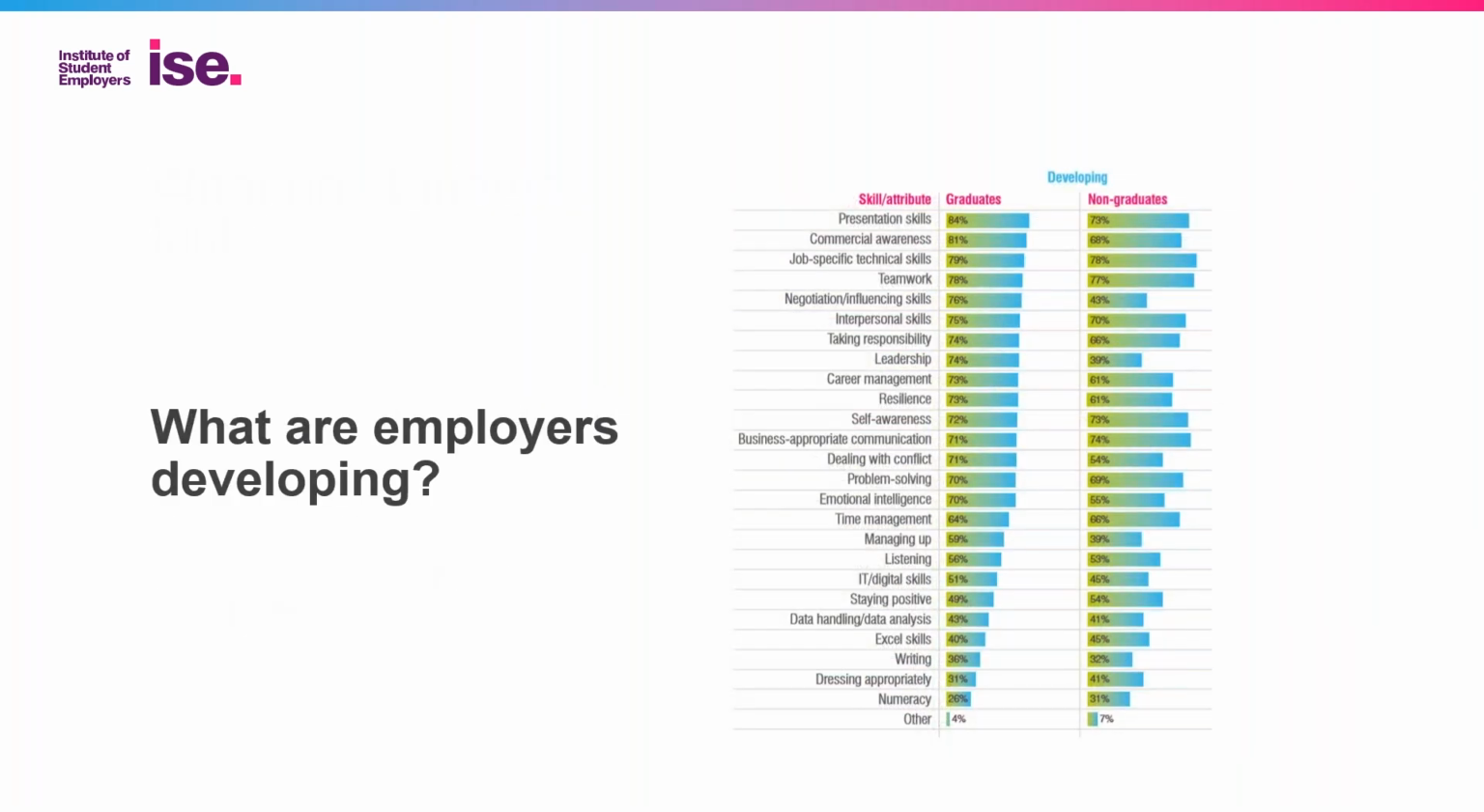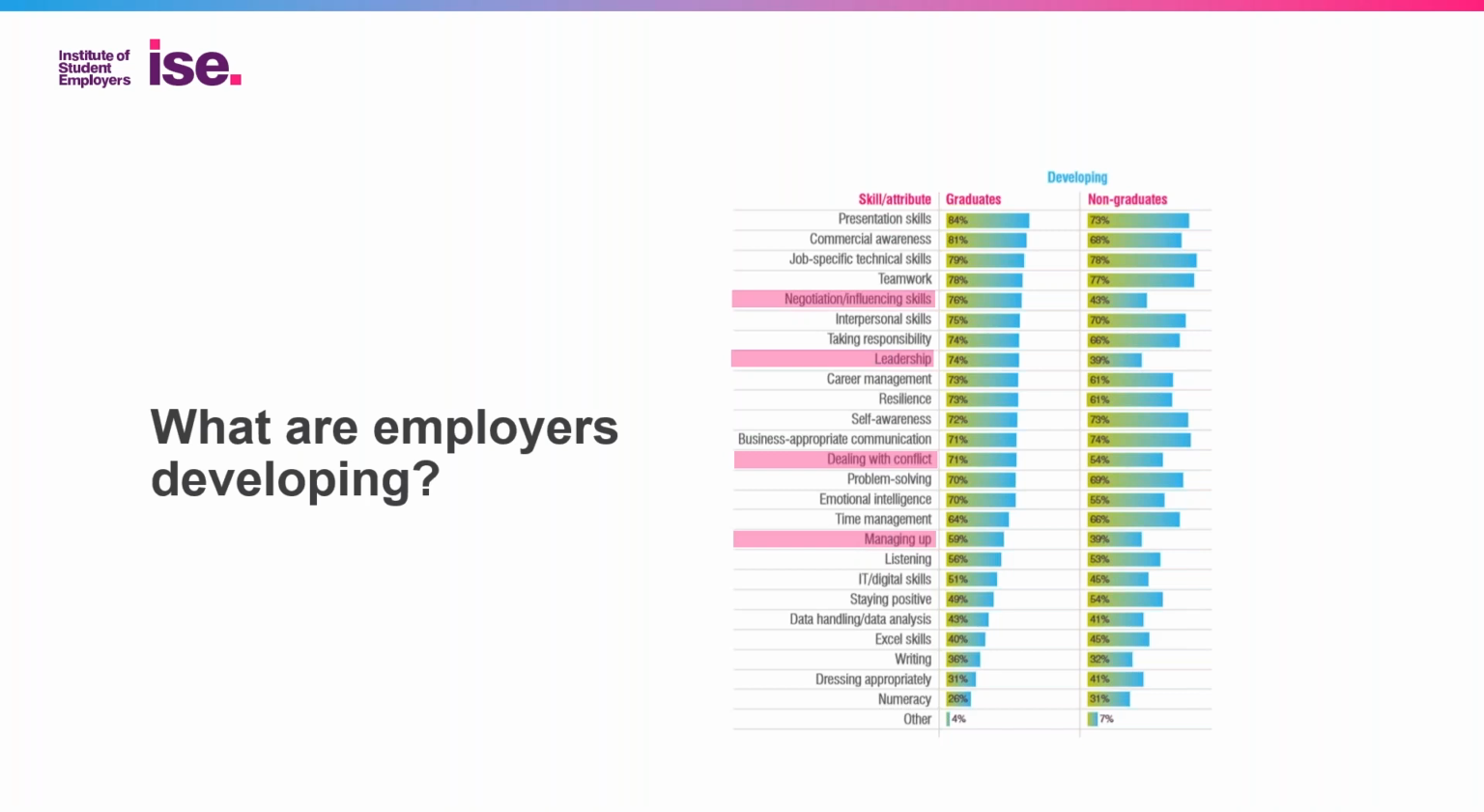And then we look at the things that employers are actually concentrating on developing. We've got things like presentation skills, commercial awareness, job-specific technical skills, teamwork, and so on. There are some areas where employers are much more likely to be developing the skills that graduates have than the skills that non-graduates and apprentices have. These are areas like negotiating and influencing skills, leadership, dealing with conflict, managing up, and so on.